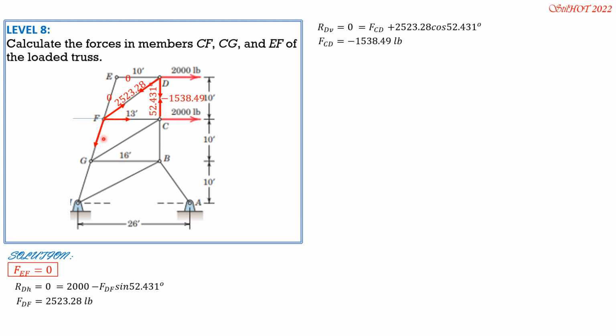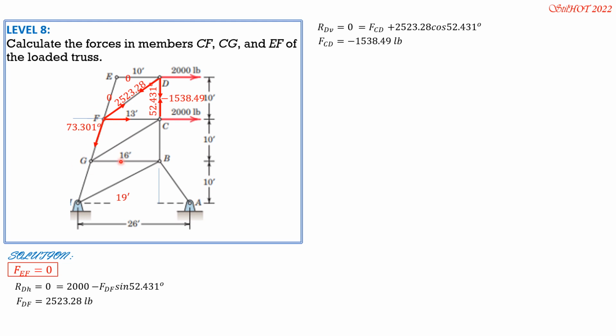So that's the force in DF. For this angle, the vertical distance is 30, 10 times 3. We need the horizontal distance. So 10, 13, 16, meaning it is increasing by 3. So we expect that this is 19. If we draw a vertical line through B, the distance to joint H is 19 feet. So the horizontal distance here is 19 minus 10, which is 9. The vertical distance is 30. So this angle is arctan of 30 over 9, which is 73.31 degrees.